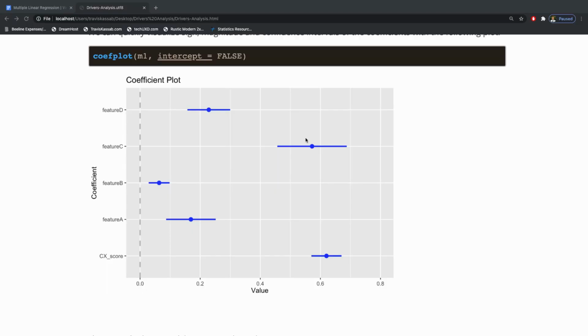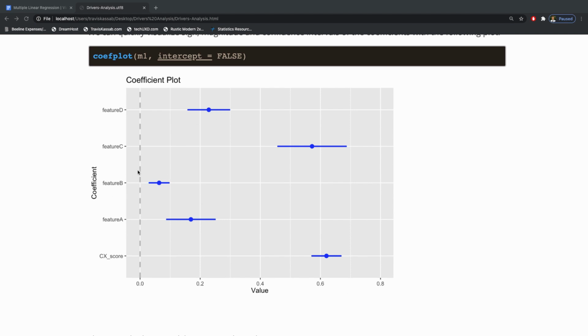This coefficient plot is interesting. It's more for visual people. And what it's doing is on the x-axis, it is showing us the beta coefficient values for, on the y-axis, each of the predictor variables. And these horizontal lines are the confidence interval for the coefficient estimates. So definitely we see that CX score and feature C stand out from the rest of the pack in terms of high beta coefficients. And we have some others here that are definitely still significant.